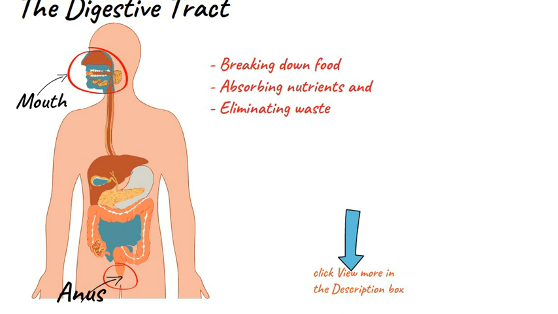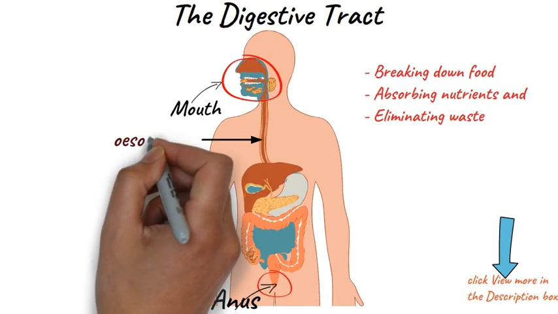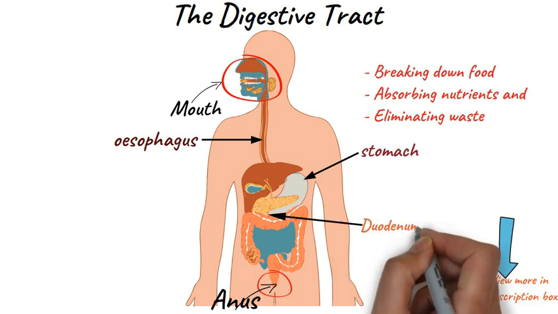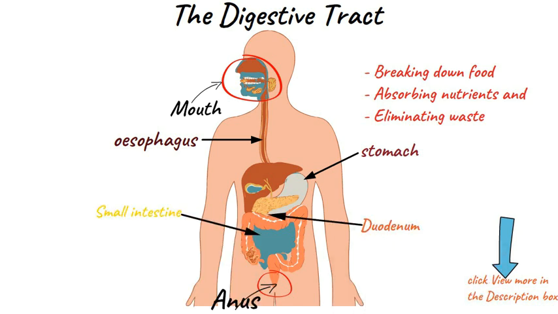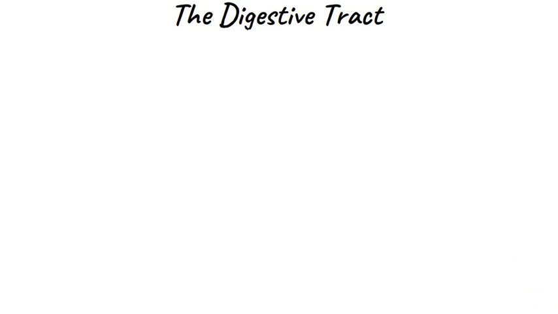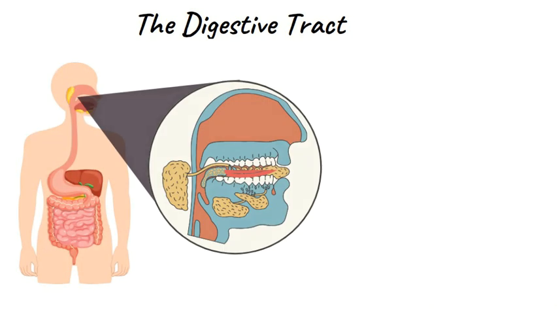The human alimentary canal is made up of the mouth, the esophagus, the stomach, the duodenum, the small intestine, cecum, appendix, the large intestine or colon, the rectum, and the anus. All these parts have their various important roles and functions. So let's take a closer look at each of these, starting with the mouth.